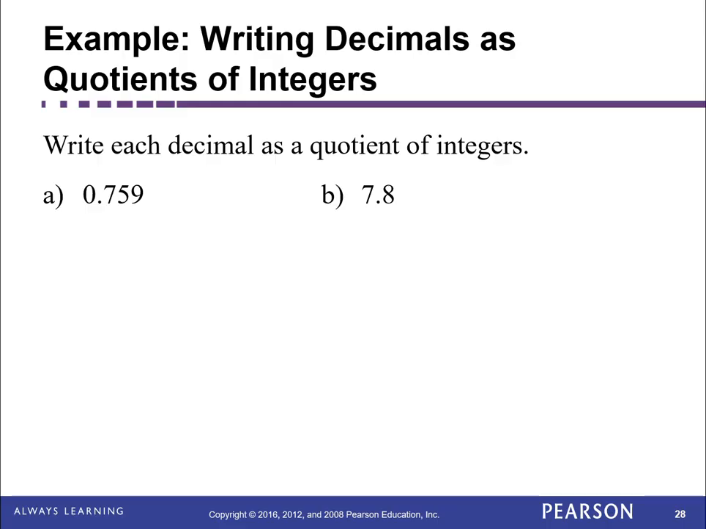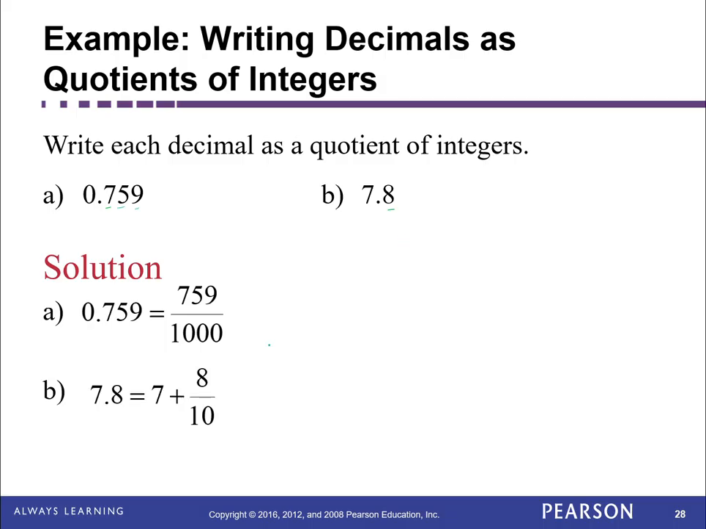Okay? Write each decimal as the quotient of integers. Now, if I had to convert a decimal into a quotient of integers, I just have to remember what place I'm in. Tens, hundreds, thousands. I'm in the thousandths place here. So what I'm going to do is take this number, the 759, and put it over 1,000. That is my solution. Now here, I'm in the tenths place. Okay, so what I need to do is put the 78.